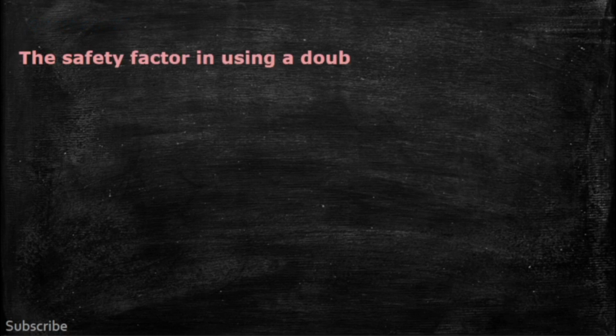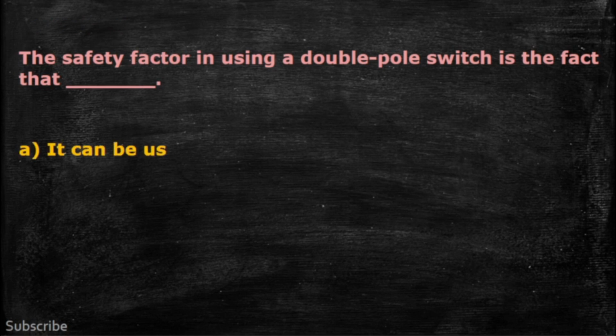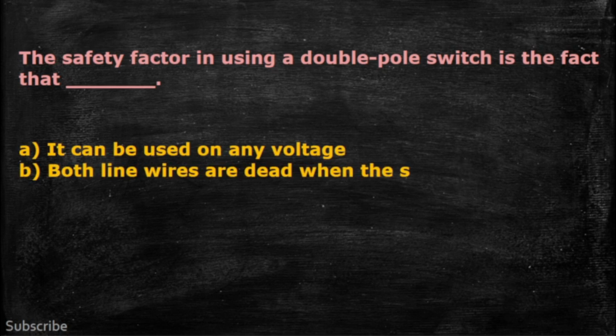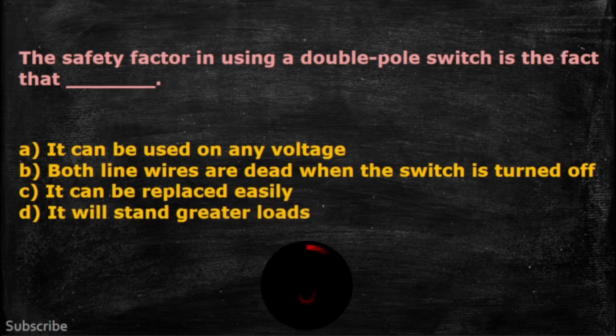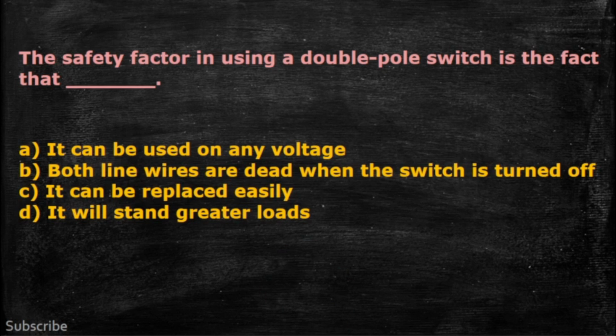Question number 26. The safety factor in using a double pole switch is the fact that blank. A. It can be used on any voltage. B. Both line wires are dead when the switch is turned off. C. It can be replaced easily. D. It will stand greater loads. The correct answer is letter B. Both line wires are dead when the switch is turned off.